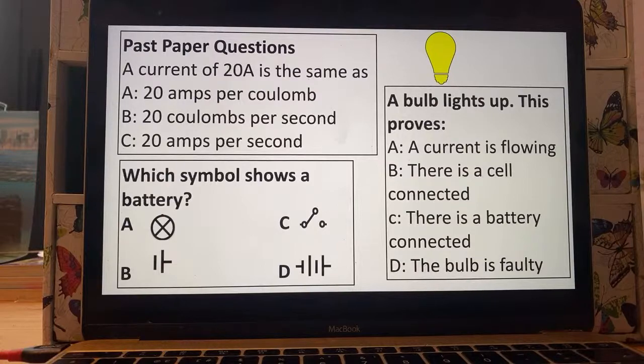And question 3, a bulb lights up. This proves A, a current is flowing, B, there is a cell connected, C, there is a battery connected, or D, the bulb is faulty.